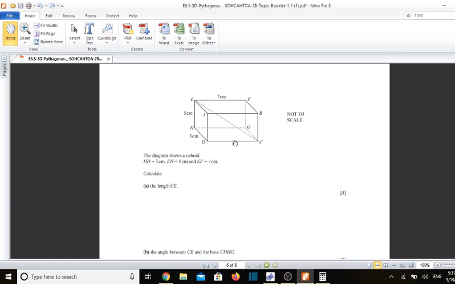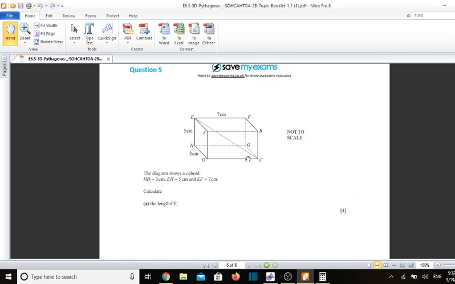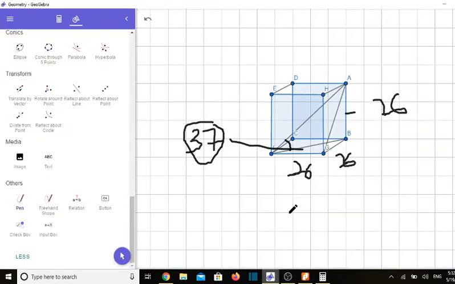Okay, so you can find the length of C to E using Pythagoras theorem when you can find the length of this diagonal. So it is the same question which I've just explained. Okay, thank you. So I've just explained the same concept over here.